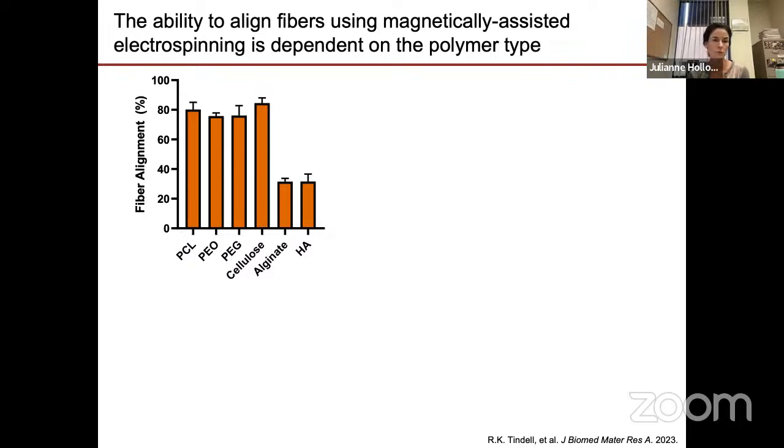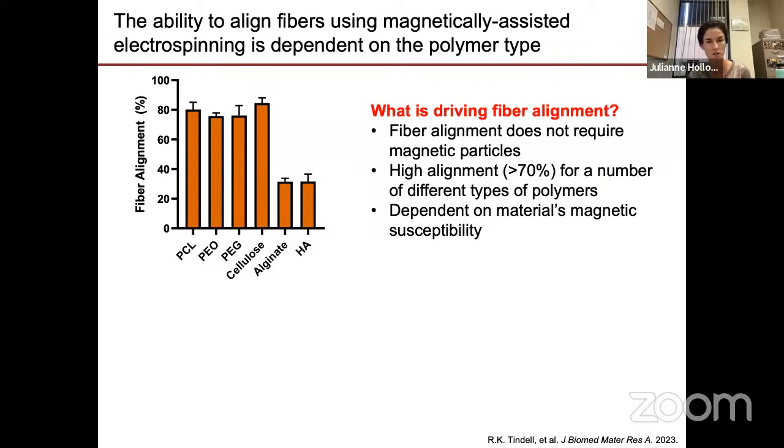Interestingly, we were able to use this technique to spatially align a number of different polymers: polycaprolactone, polyethylene oxide, polyethylene glycol, and cellulose. Unfortunately, alginate and hyaluronic acid, charged polymers, did not align using this technique. So this led us to an interesting question. What is driving fiber alignment here? I would like to point out that in none of these studies did we use magnetic nanoparticles. So it was not required for fiber alignment. We suspect that it highly depends on the material's magnetic susceptibility and that the presence of ions or charged polymers inhibits the alignment due to the interactions with that electromagnetic field.